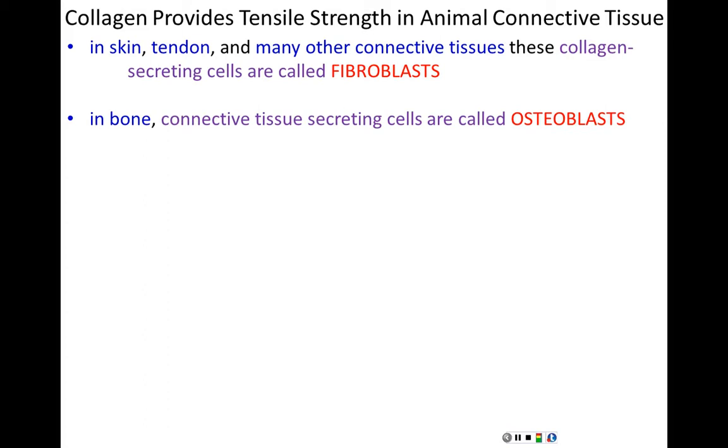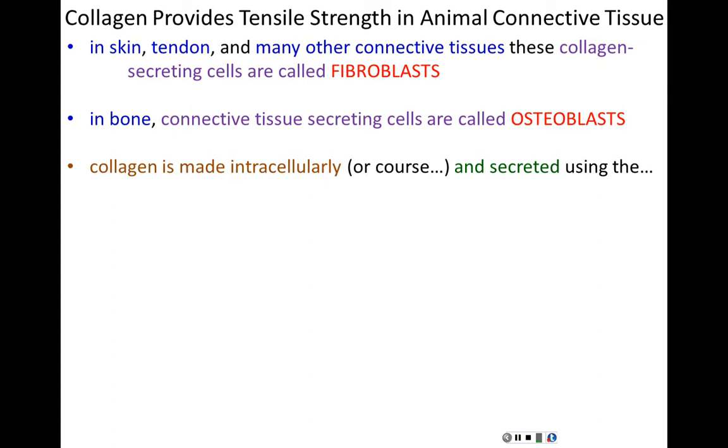tendons. Collagen, regardless of which tissue type it's being used for, is made intracellularly. It's a protein, so of course the only place it could be made is inside a cell. And then that cell that made the collagen secretes it, using, say it with me now, the exocytotic pathway, right?